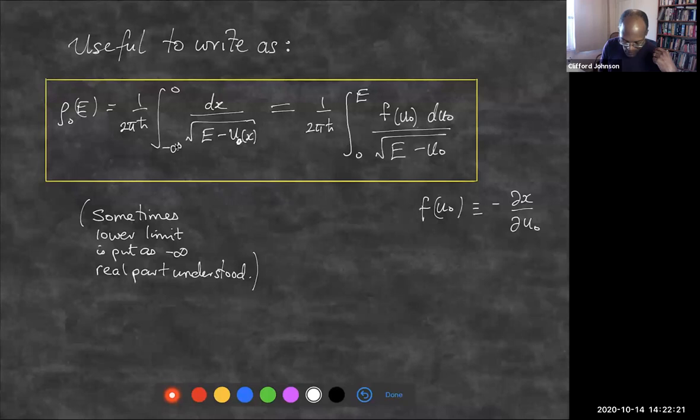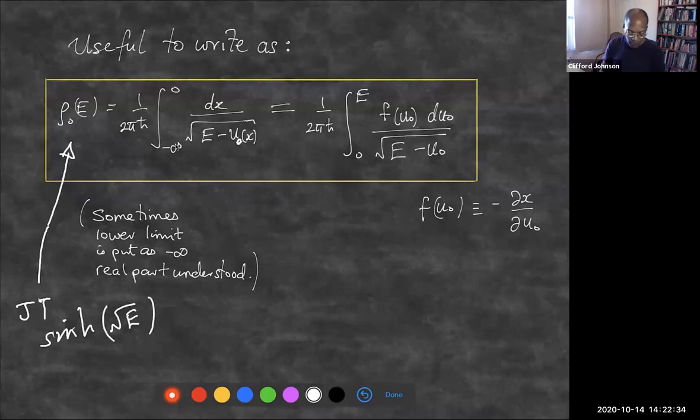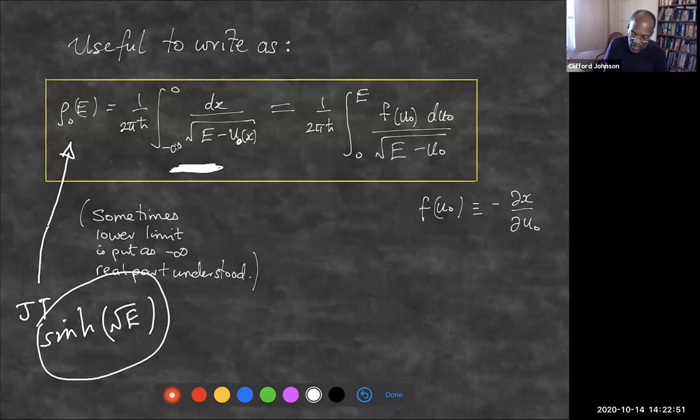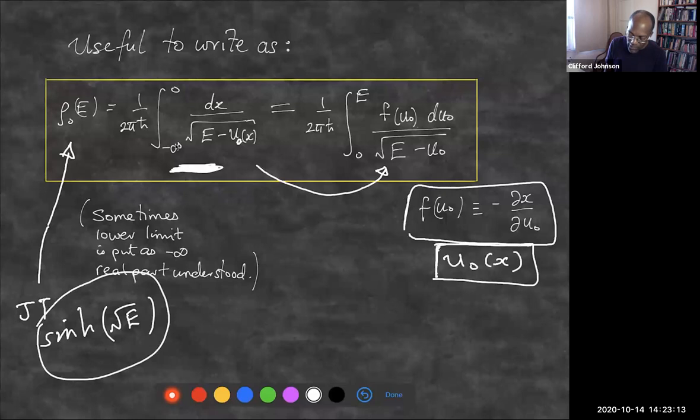Given some known rho, and we have, for example, from JT, sinh root E, essentially. There are some factors of 2 pi, don't worry about that. I can essentially ask, what has to go in this integral in order to give me this function sinh of root E? And oftentimes I prefer to write things in terms of an integral over the variable, which is U zero itself after a change of variables where that's the Jacobian. And essentially you can see that this is telling me what the functional dependence of U zero of x is. So if I know what U zero of x goes into this, either in this way of presenting it or this way of presenting it, it tells me how to build that sinh.